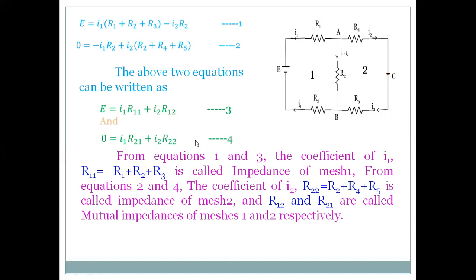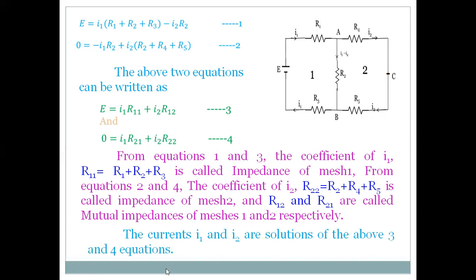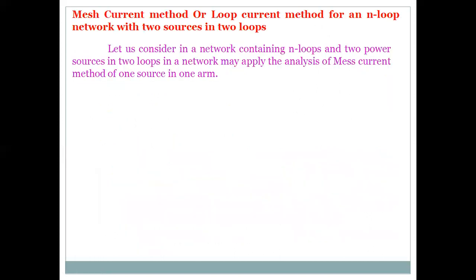By solving these equations 3 and 4, we can calculate the currents I1 and I2. So this is only an example applicable to two meshes. The same theorem we can apply to n number of loops and n number of sources also. For example, let us consider there are n loops or n meshes having two power sources in two loops. Now, how can we apply this mesh current method to these n loops?